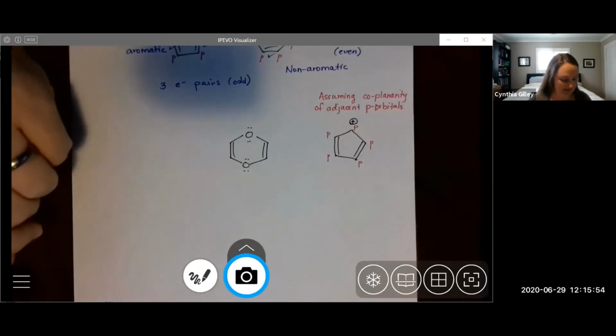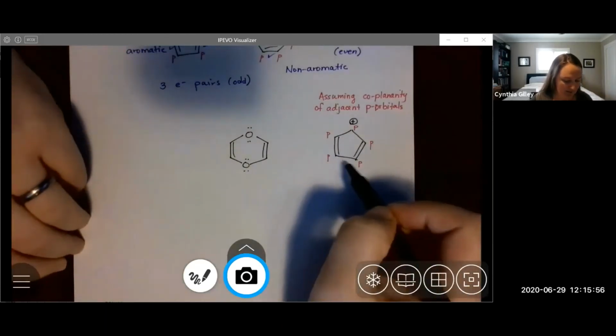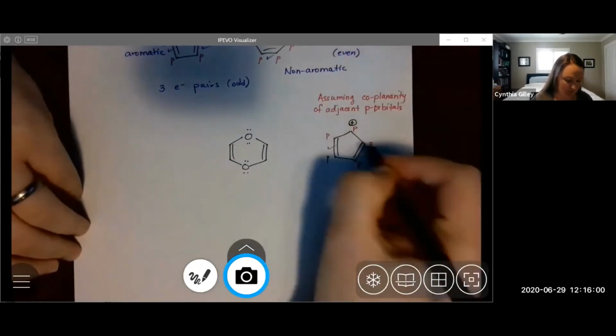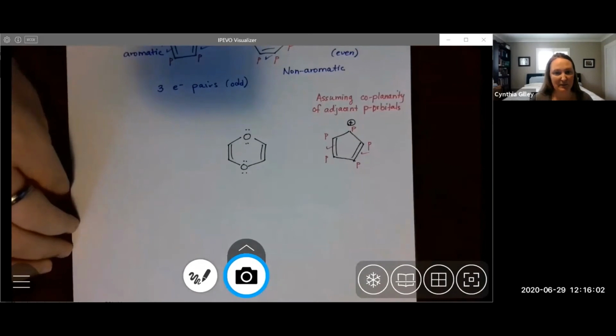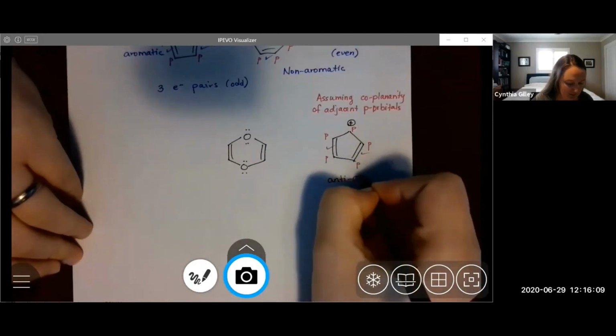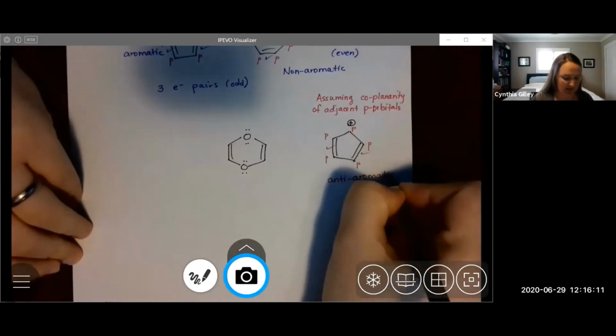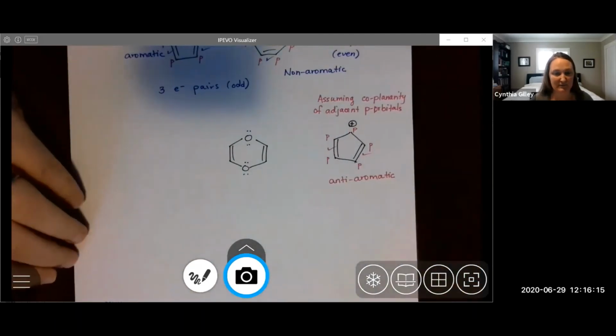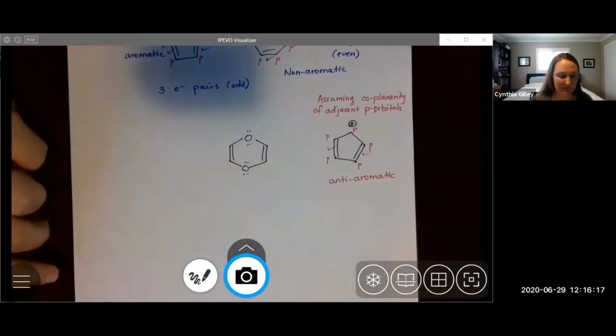Anti-aromatic or it isn't. So here we go. We've got a p orbital all the way around. We have 2 electron pairs, which is an even number of electron pairs. So this is anti-aromatic. In this case, there is no choice because there's no lone pair that we can make a choice with, essentially.